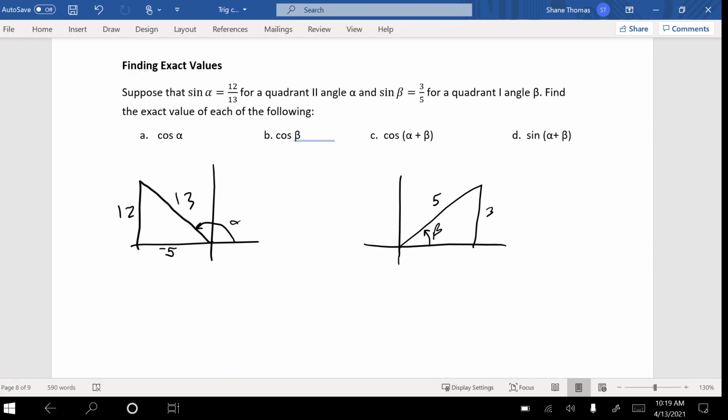Okay? Now, the one on the right, I'm missing a side, but I have a 3 as a leg and 5 as a hypotenuse. That's another Pythagorean triple. What would that missing side be? 4, a 3, 4, 5 triangle. Okay? And it's positive because it's to the right.